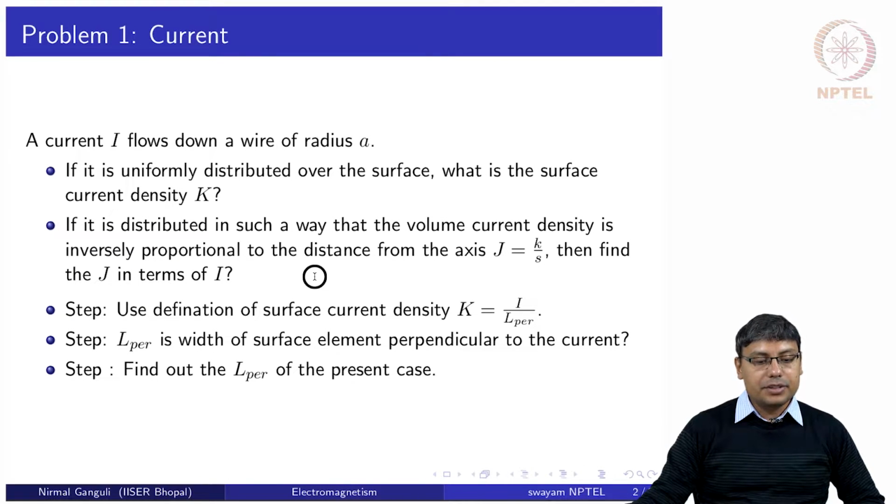So, what are the steps involved in here? Use the definition of surface current density, that is K equals I over the perpendicular length, and the perpendicular length L perpendicular is the width of the surface element that is perpendicular to the current, and find out the L perpendicular for the present case. Now, you can pause the video and try doing this, and then when you are done you can restart the video.